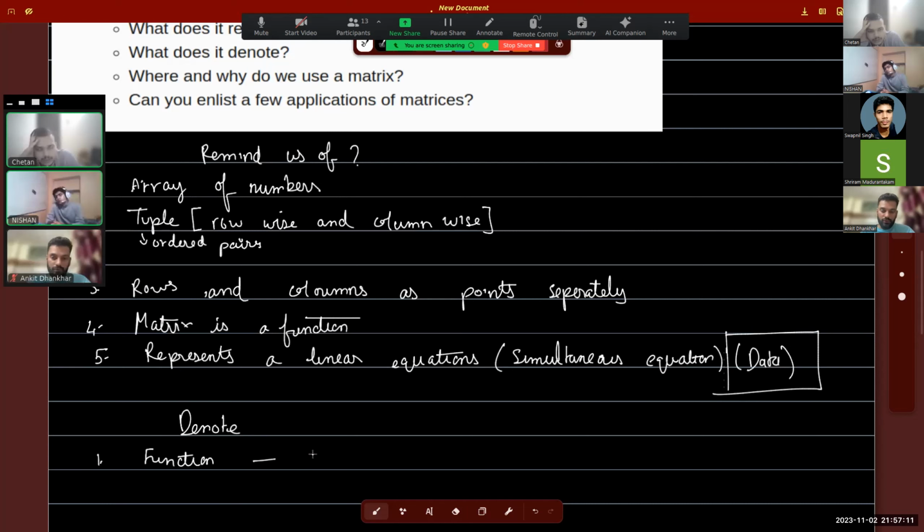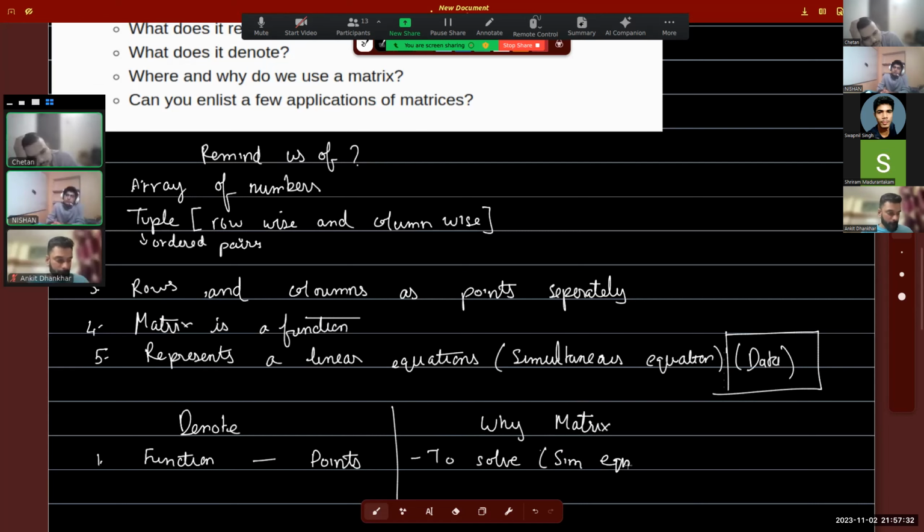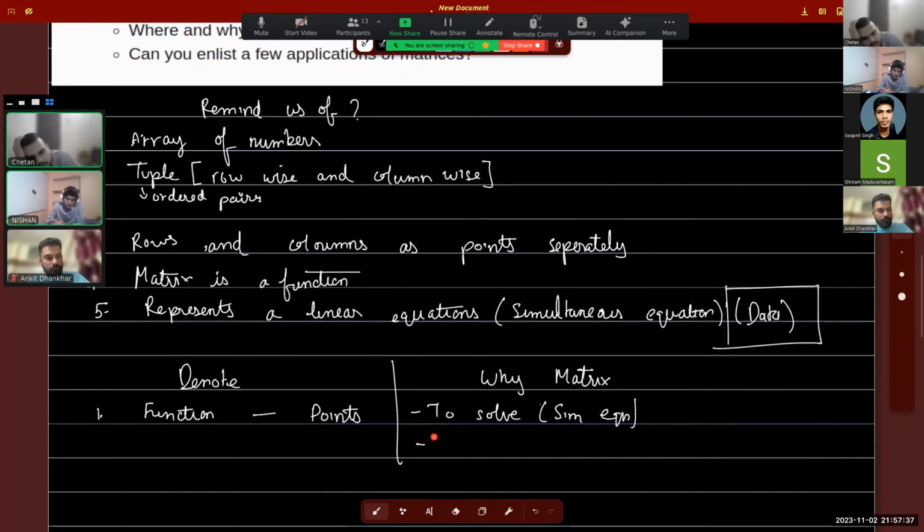Where and why do we use a matrix, guys? We use a matrix to solve linear equations, simultaneous linear equations. That's one way. Yes, Swapnil? Yeah, we use a matrix for storing data. And why do we use a matrix? The answer is for simplifying our calculations, for our convenience.